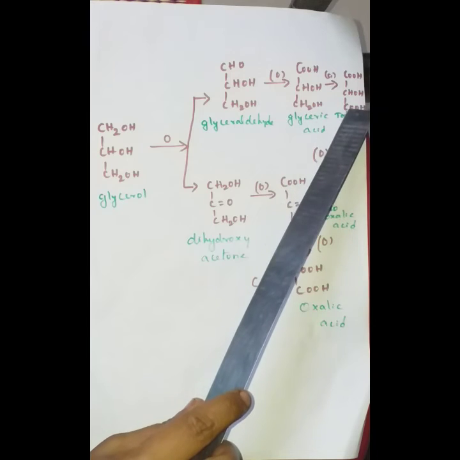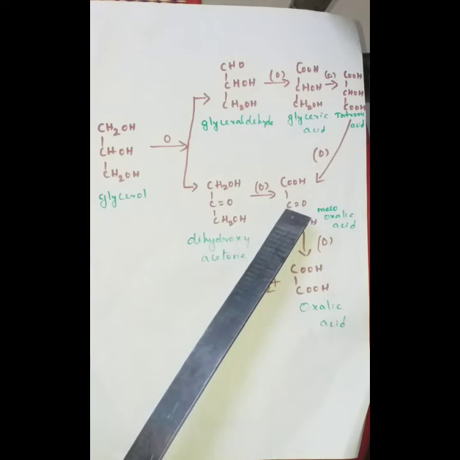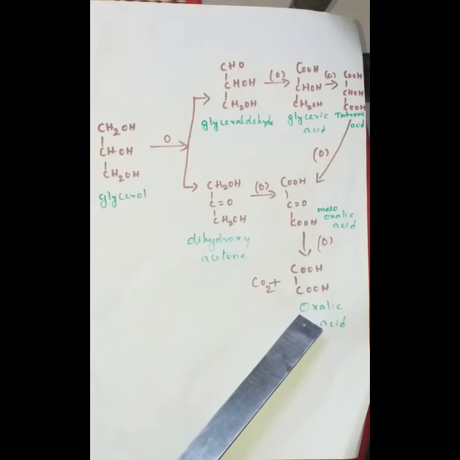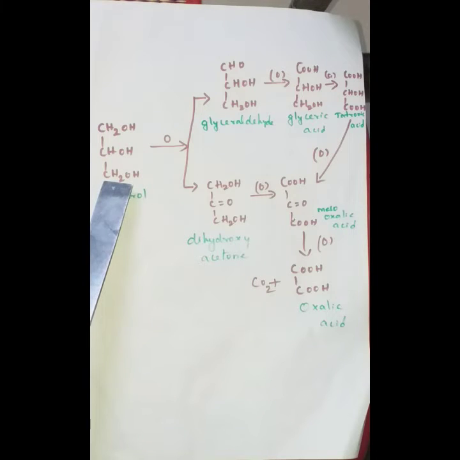The third carbon also changes into acid. Then the next step is that the second carbon changes into ketone and is further oxidized to give oxalic acid. But one more step is here. Suppose instead it is the oxidation of primary alcohol, that is CHO, the first carbon, and the second carbon oxidation.